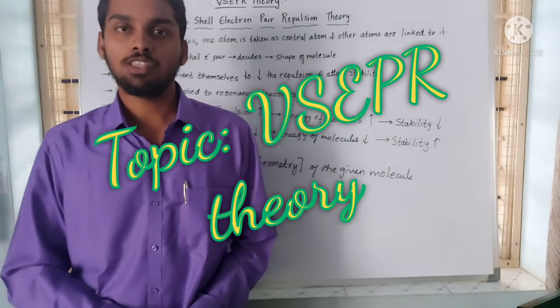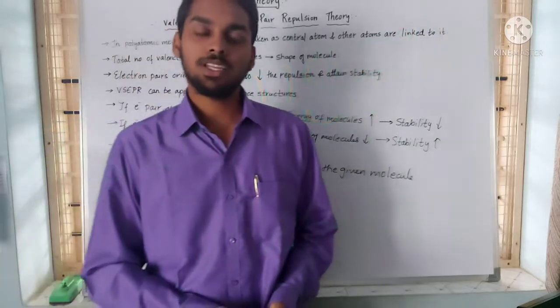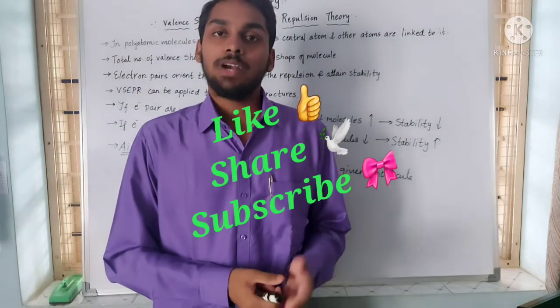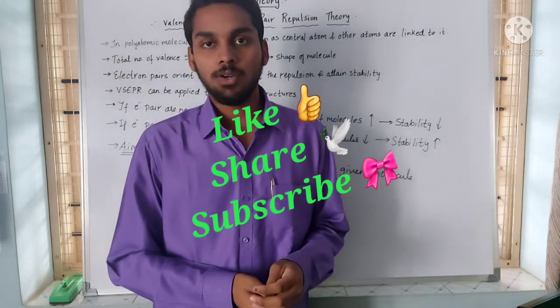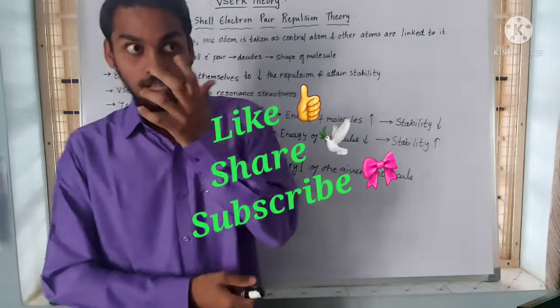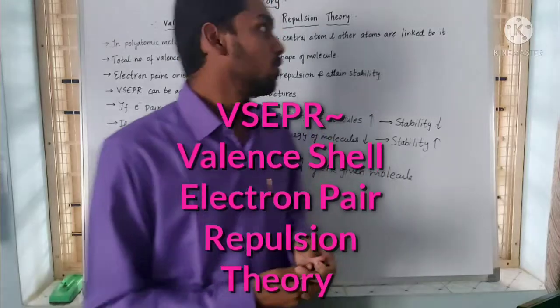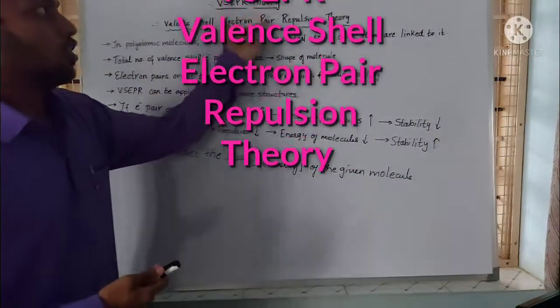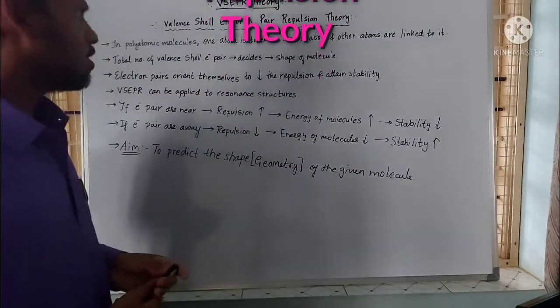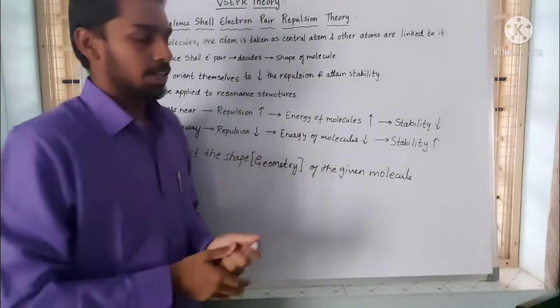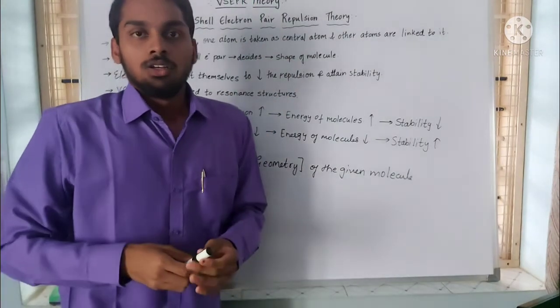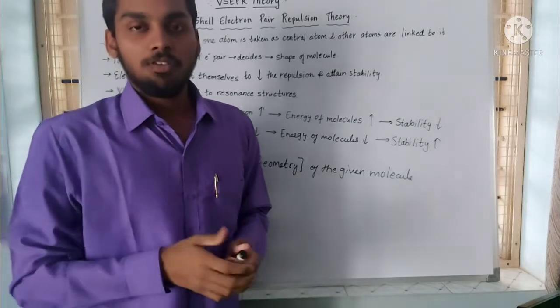Today we are going to deal with the VSEPR theory. VSEPR theory deals with predicting the shape of any given molecule. VSEPR stands for Valence Shell Electron Pair Repulsion theory. So in this VSEPR theory, we are going to predict the shape of any given molecule.